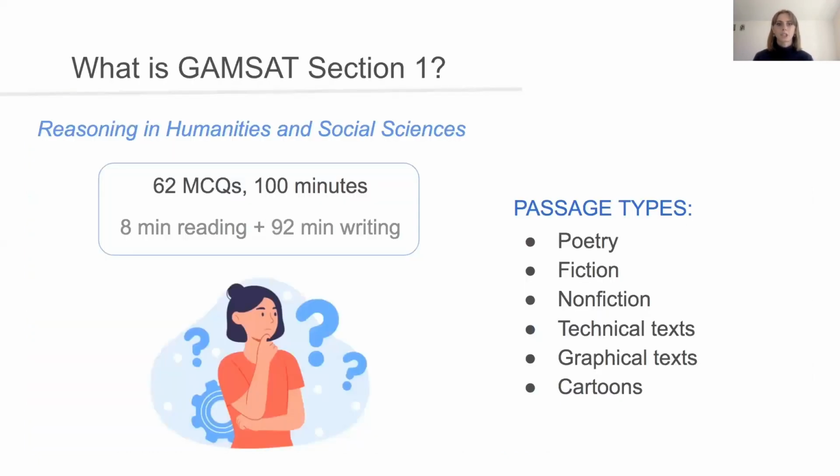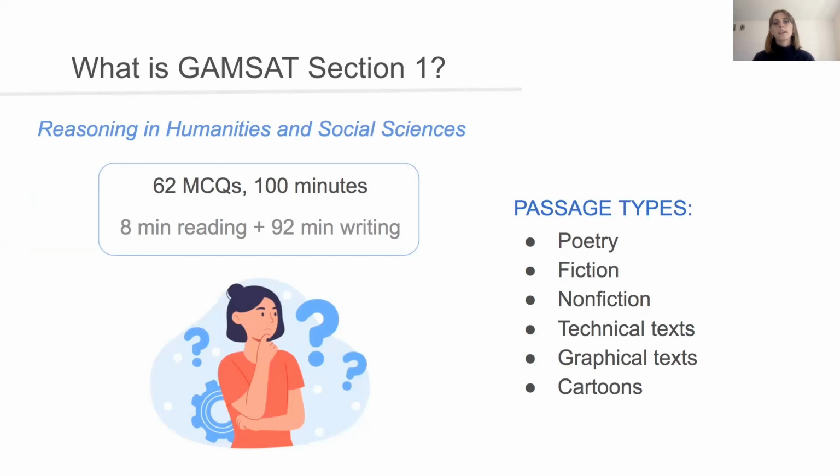So what is GAMSAT Section 1? Formally, it's called the Reasoning in Humanities and Social Sciences, and it's made up of 62 multi-choice questions on various passages, which may be poetry, fiction, nonfiction, technical texts, graphical texts, or cartoons. Now, you may not get all of these, but you'll get an assortment of some of these within the exam setting.